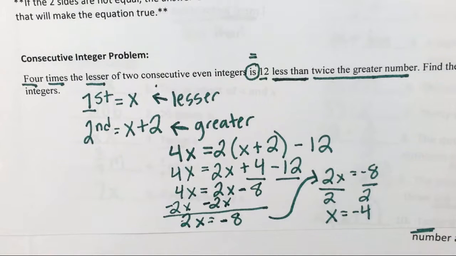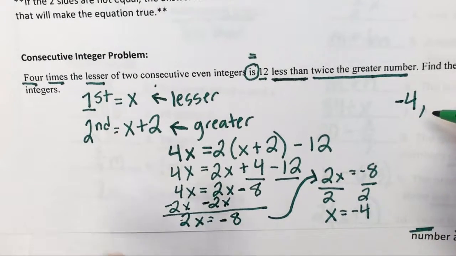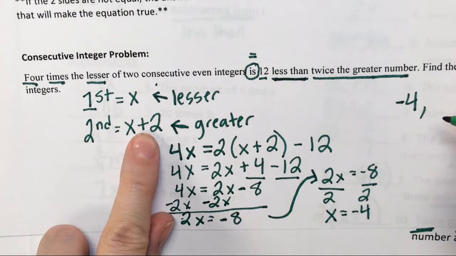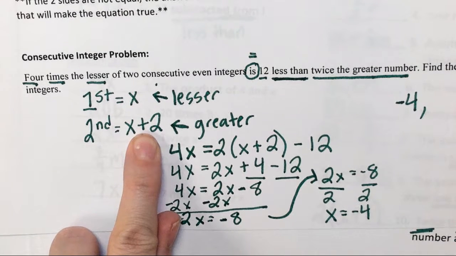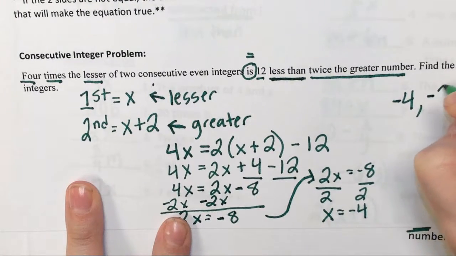So remember on these, negative 4 is not my answer. I've got to go back and find the integers, find the numbers. The first one is negative 4. The second one, right here, remember negative 4 plus 2. Remember, these are negatives. Negative 4 plus 2 is negative 2.